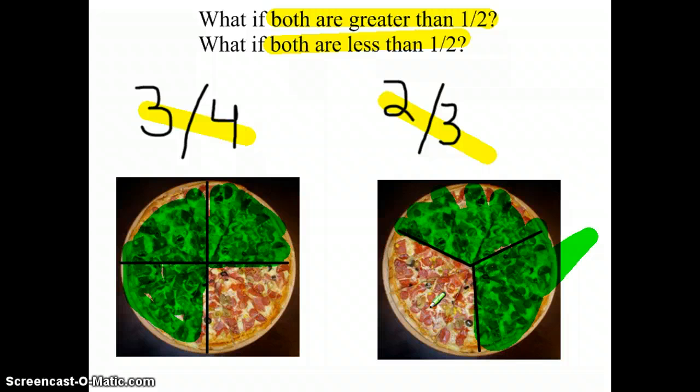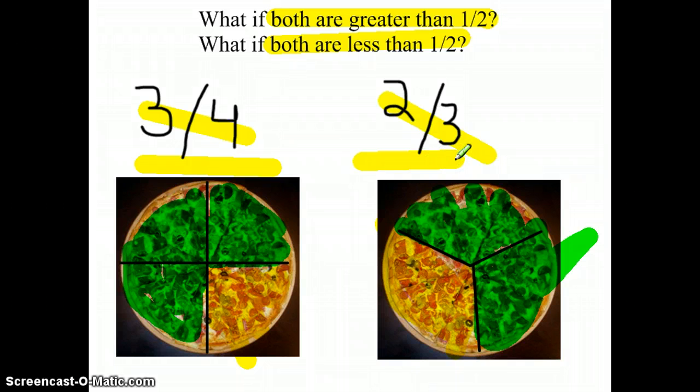But if we look at this, the thirds are actually bigger, so the section that you will not get is actually larger in the thirds, and the section you won't get here in the fourths is actually smaller. So you're actually getting more pizza if you take 3/4 of a pizza than if you take 2/3 of a pizza.